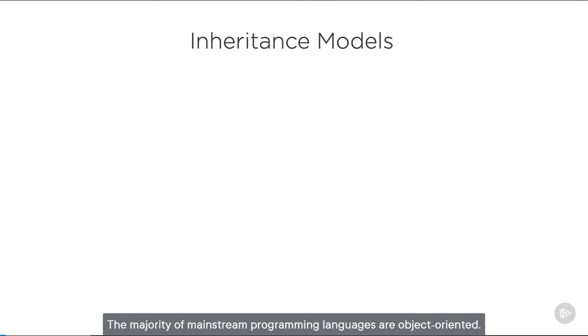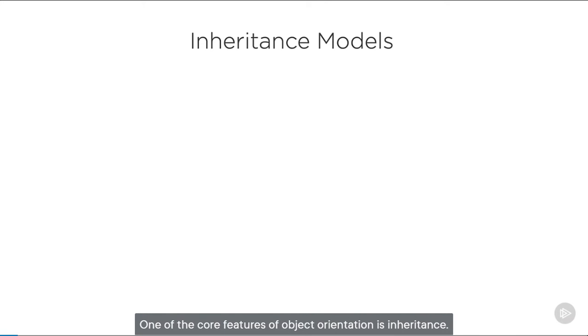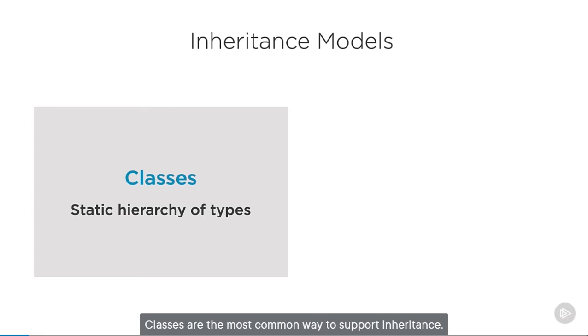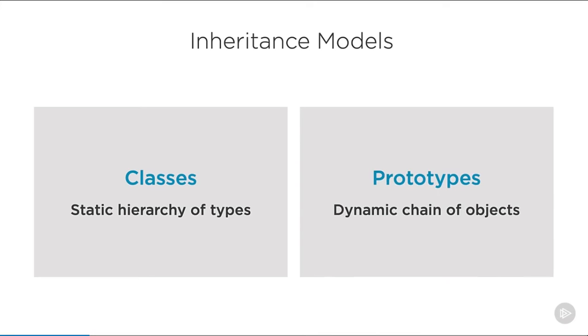The majority of mainstream programming languages are object-oriented. One of the core features of object orientation is inheritance. Classes are the most common way to support inheritance. The derived class inherits methods and properties from the base class. The base class may have its own base class. This way, classes form a hierarchy of types. This is how Java, C#, C++, and other popular object-oriented programming languages work.